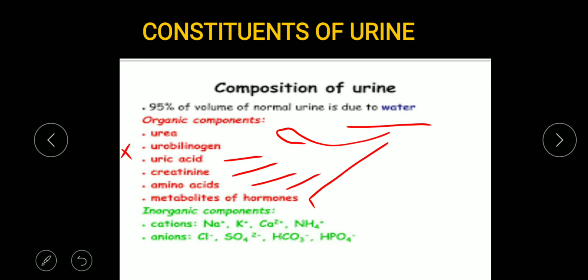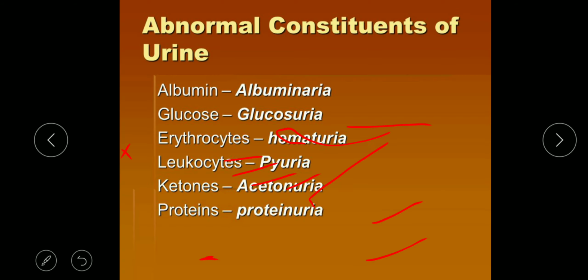to the urine. Then inorganic components include cations like sodium, potassium, calcium and ammonia. Anions include chloride, sulfate, bicarbonate and biphosphate. According to your syllabus, only sodium and potassium is enough, and for anions, chloride is enough.